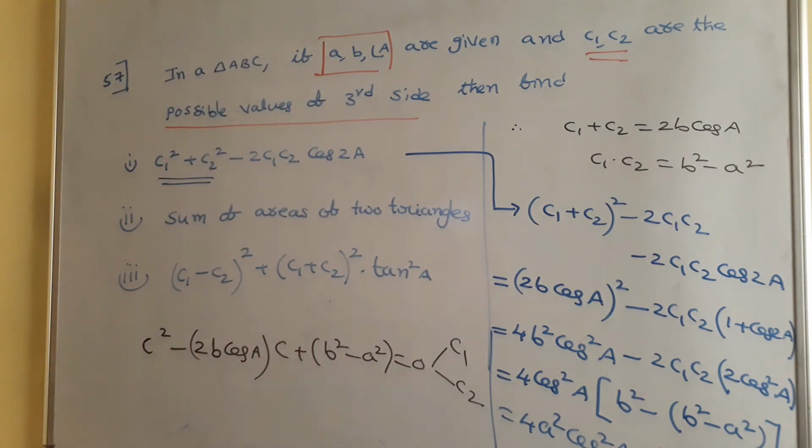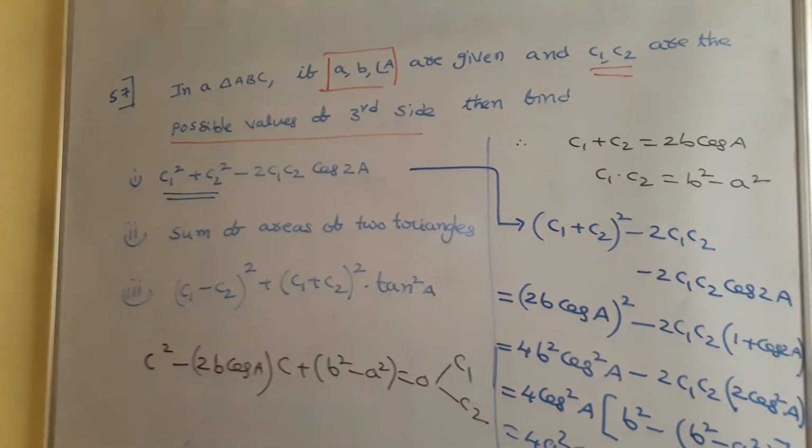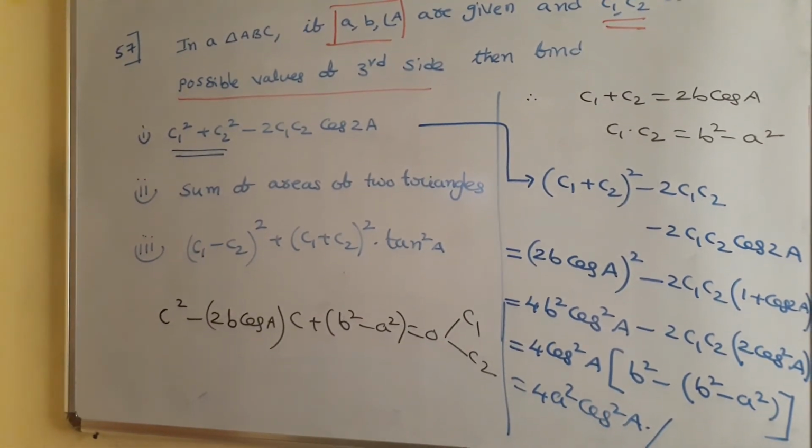Very easy actually. We know that C1 plus C2 is 2b cos a, C1 into C2 is b square minus a square. With that we found that C1 square plus C2 square minus 2 C1 C2 cos 2a has the value 4a square cos square a. This is just a small calculative part with the usual algebraic simplification. Just have a look.